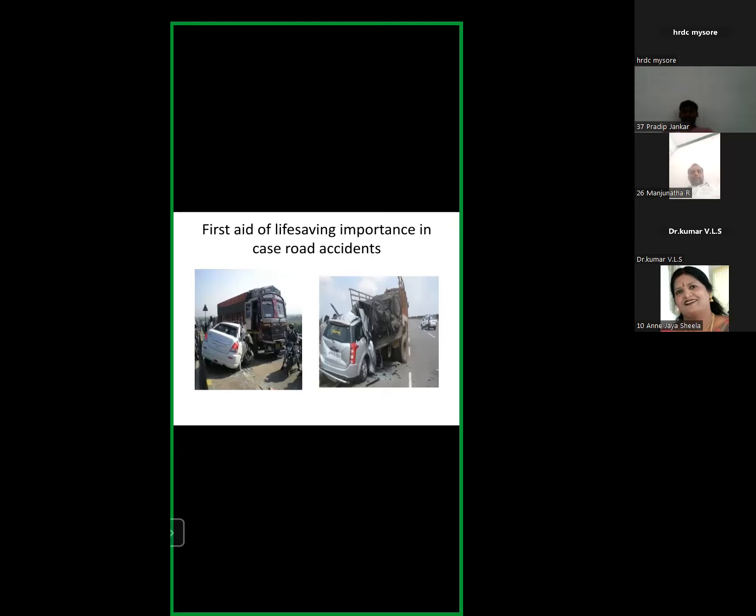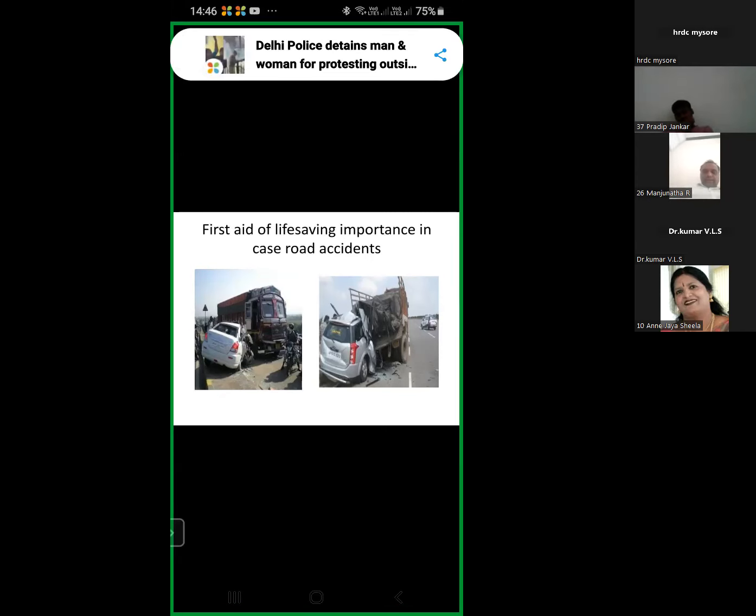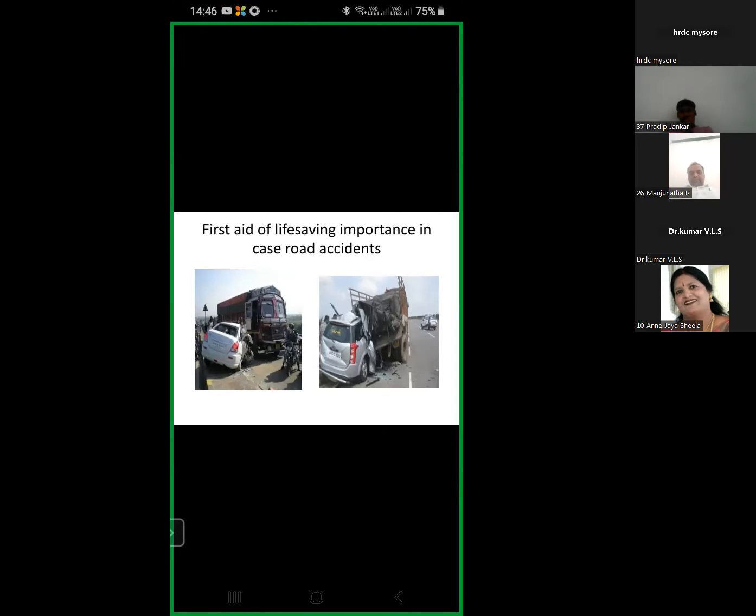For example, if I am working in an earthquake-prone area, I should be wearing a gumboot, an abrasion-resistant jacket, a helmet, and gloves also. Without that, if you enter the scene, definitely we may end up with injuries.